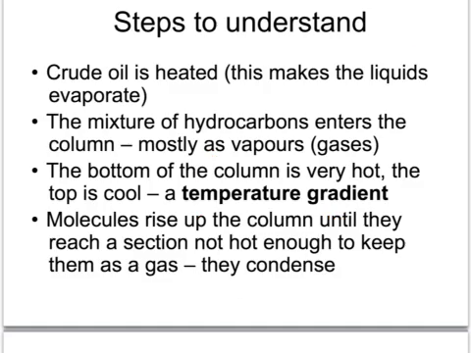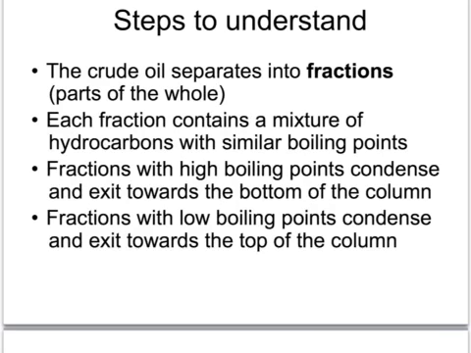And in summary, the important bits you need to understand is that crude oil is first of all heated to make all the liquids evaporate. It then enters the column mostly as a mixture of gases. The bottom is very hot, the top is cool, it's called a temperature gradient, and these hydrocarbon molecules rise up the column until they reach a section where it's not quite hot enough to keep them as a gas, and they condense.